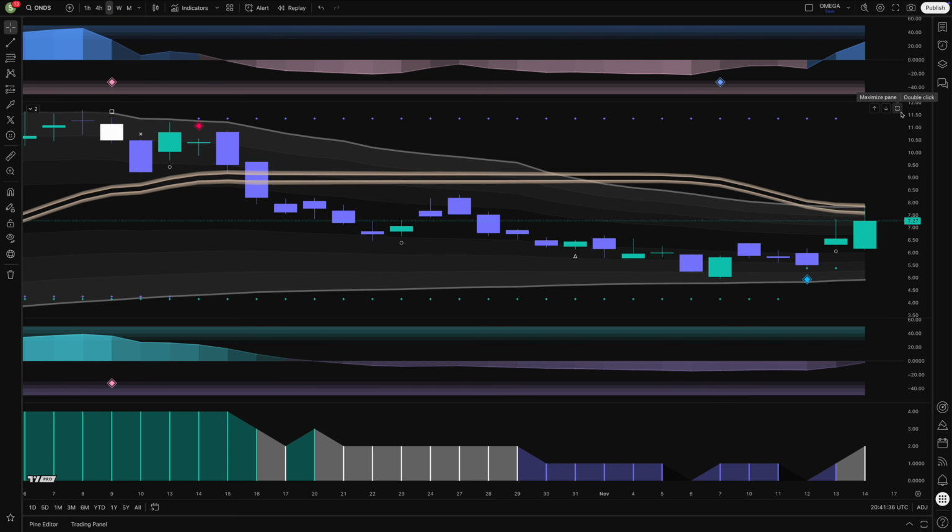So when two types of levels stack together, as I mentioned, it acts as very strong resistance in this case. And when there's only one level, it's not as strong, but we still want to watch how the price reacts at that particular level.